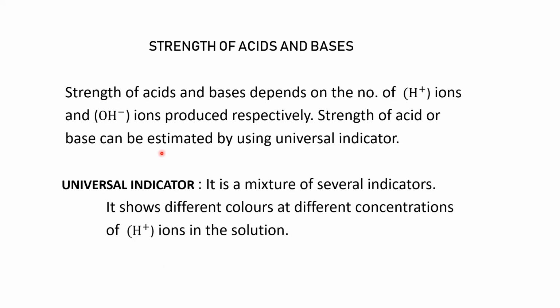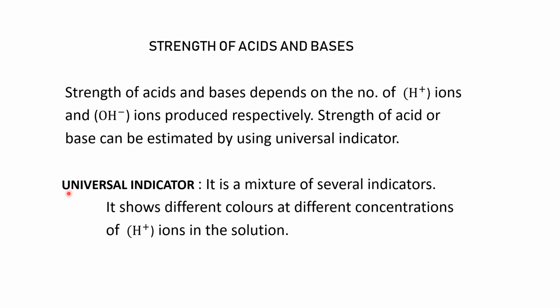Okay, now let us understand another topic, that is strength of acids and bases. The strength of acids and bases depends upon the number of hydrogen ions and hydroxyl ions produced respectively. As you know, H+ ions are produced by acids and OH- ions are produced by bases. So depending upon their concentration, we can say which is stronger and which is weaker. The strength of acids or bases can be estimated by using universal indicator. In this class we are going to use universal indicator solution to determine whether your acid is strong or weak, or your base is strong or weak.